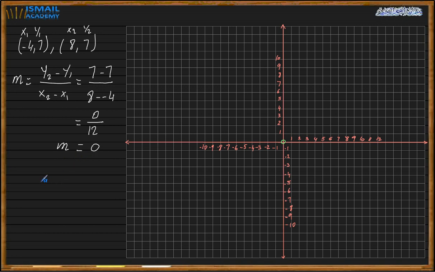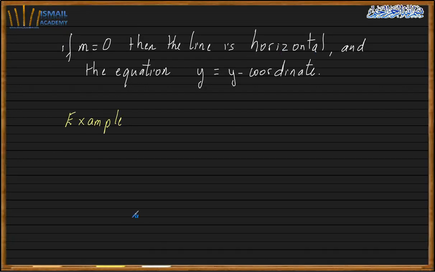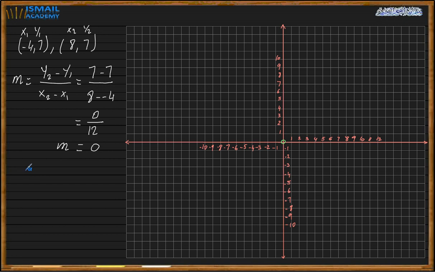So here the line is horizontal. As you see here, the line is horizontal. So now my equation is y equal 7. Let me draw this line. This is minus 4, 7, and this is 8, 7. If I connect those 2 points, I will have my horizontal line. And at the end, I name my line. So this is y equal 7.